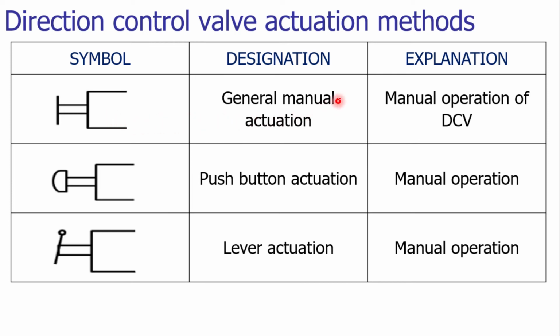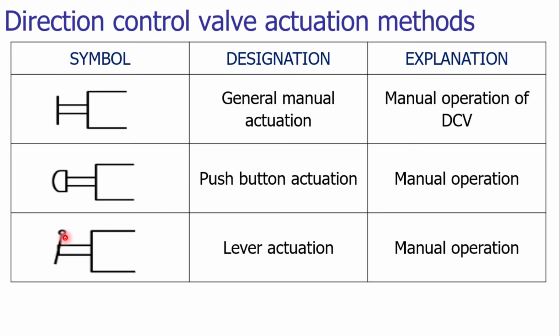Consider a manual actuation method. If you want to control the valve by using manual actuation, we are using a simple symbol. The symbol has 2 parallel lines and a vertical line, so that is designating that it is manually operated. If we are using this kind of arrangement, it is called the push button actuation. When we want to give the push button, we are using a semicircular representation with 2 parallel lines, a bar and a button which is attached to the bar.